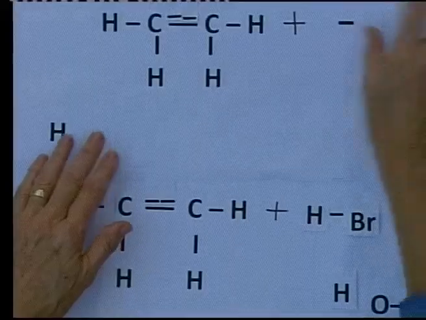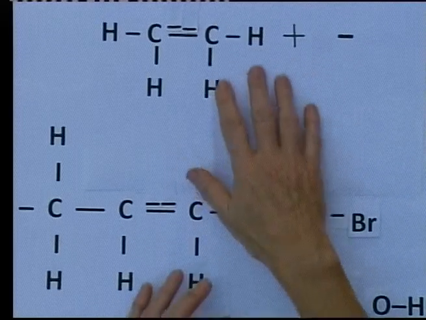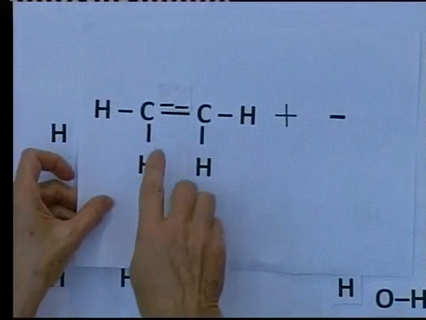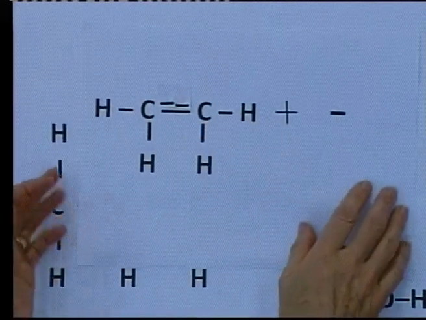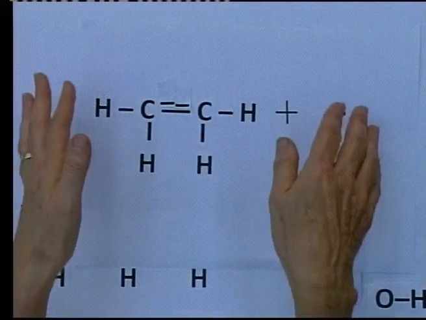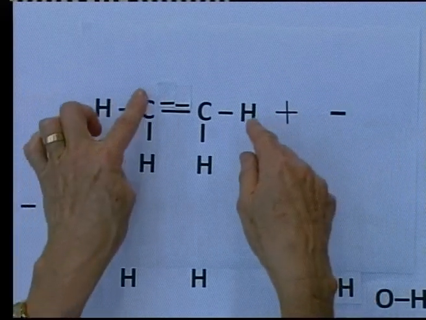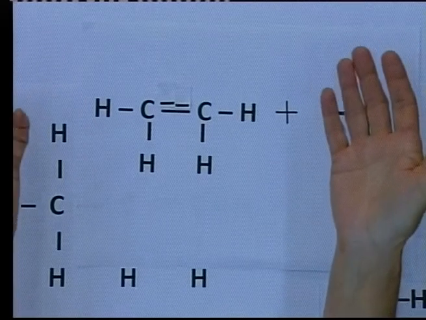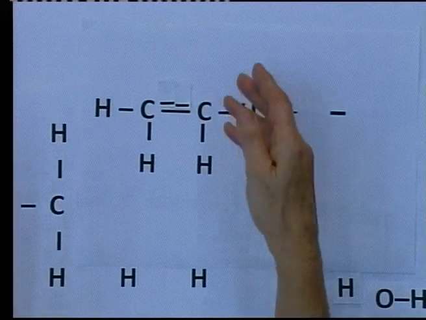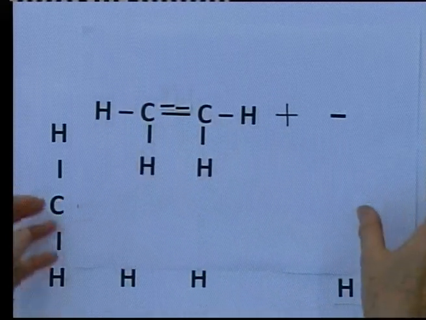What we've had so far, we had a very nice symmetrical molecule. Let's just put it back so that you can see what we had. There, this is what we had. Do you see it looks exactly the same on both sides? So if I wanted to add, say, HBr, whether I add the H there and the Br there or the other way around wouldn't make any difference, because the bromine would be on an end carbon atom anyway.